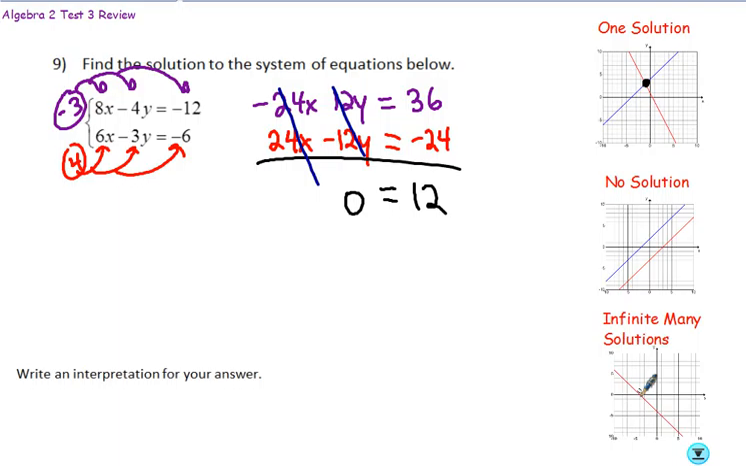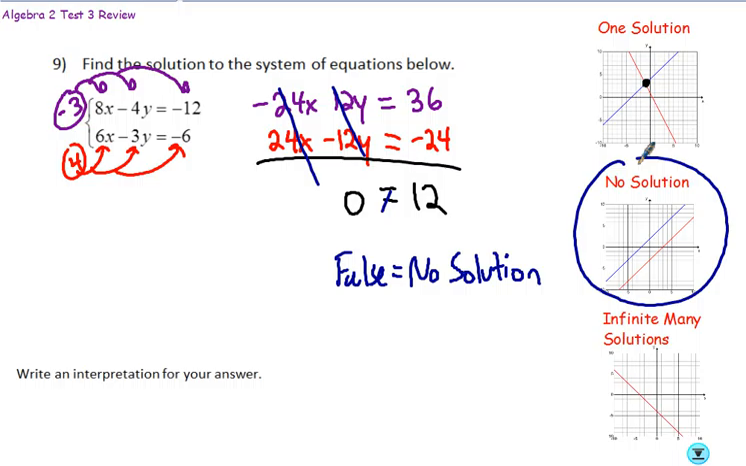So 0 equals 12, is that true? Well, no, that's not true. So we would say that this is false. If you get something that's false, then you would say that there is no solution. So this is an example of one that would be no solution. If we were to graph these two lines, we would find that those two lines were parallel.